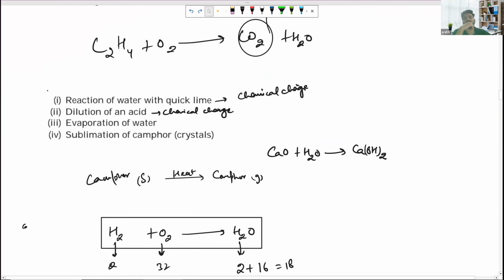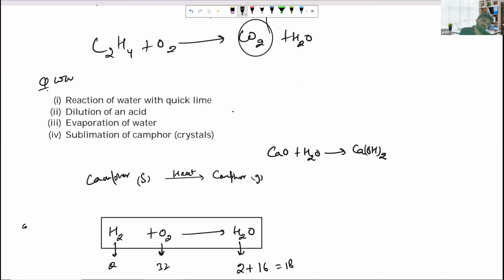Tell me which of the following is a chemical change. Note it down here. And now tell me what is chemical and physical change. Note it down. Which of the following is a chemical change? Tell me.